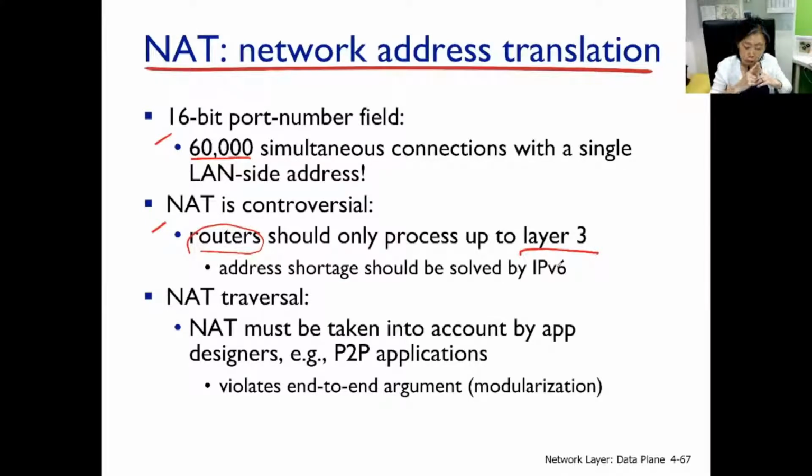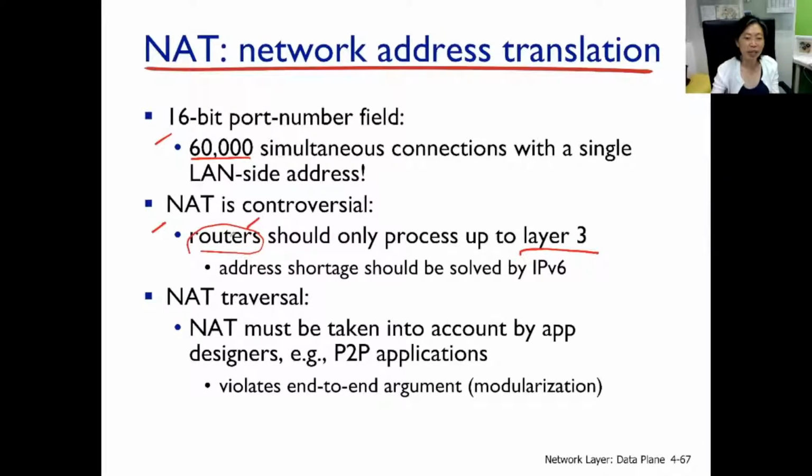But port number, if you recall, in chapter 3, the transport layer, port numbers are there to differentiate different processes running on the host. It's actually a layer 4 notion. It's in the transport layer header, the layer 4 header. So NAT as a router should not be doing that.